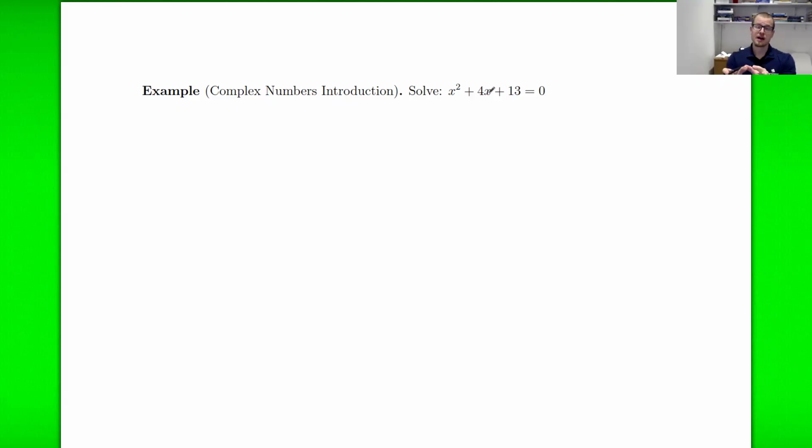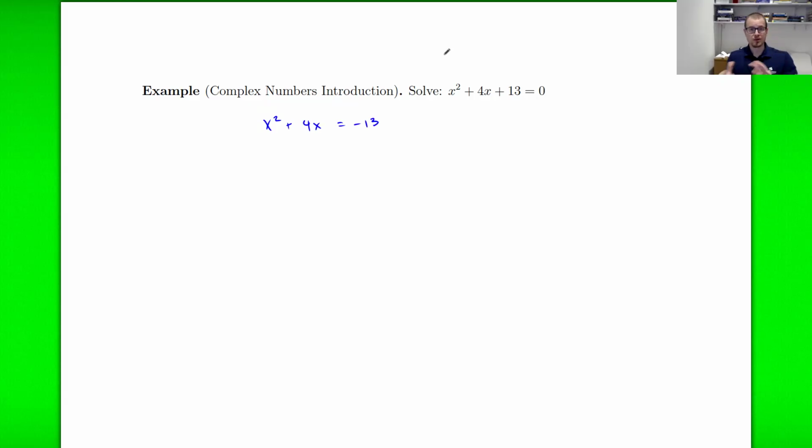And that's precisely why we have developed that method of completing the square. So we'll use the method of completing the square here, as we've been doing in recent examples. So I'm going to subtract 13 from both sides to get x squared plus 4x is equal to negative 13.